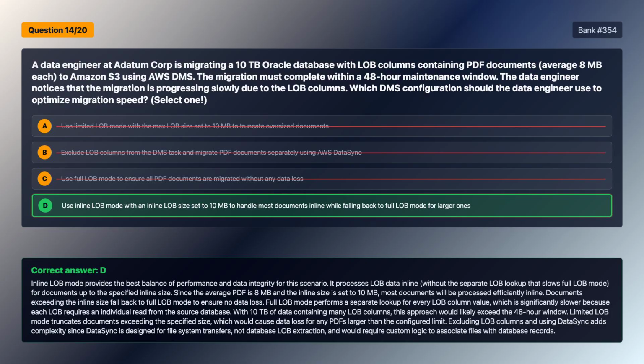Full LOB mode performs a separate lookup for every LOB column value, which is significantly slower because each LOB requires an individual read from the source database. With 10 TB of data containing many LOB columns, this approach would likely exceed the 48-hour window. Limited LOB mode truncates documents exceeding the specified size, which would cause data loss for any PDFs larger than the configured limit. Excluding LOB columns and using DataSync adds complexity, since DataSync is designed for file system transfers, not database LOB extraction, and would require custom logic to associate files with database records.